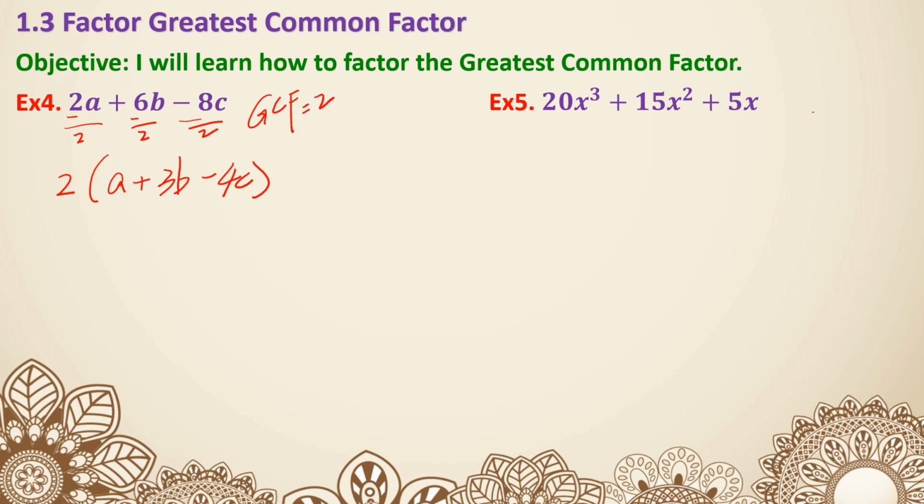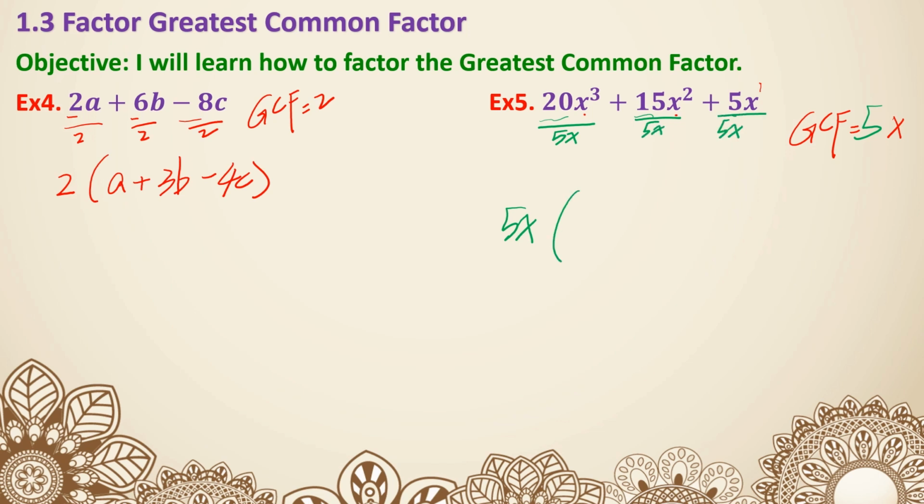Example 5, GCF. Same thing, let's identify that first. X cubed, x squared, and x, this is actually x to the first power, they at least share an x. And then for the numbers, 20, 15, 5, they at least share a 5. So the GCF is 5x. Let's take that outside, which also means we're dividing every single term by 5x.